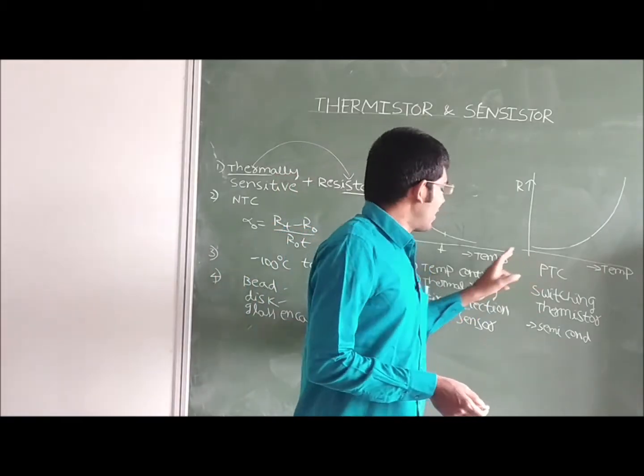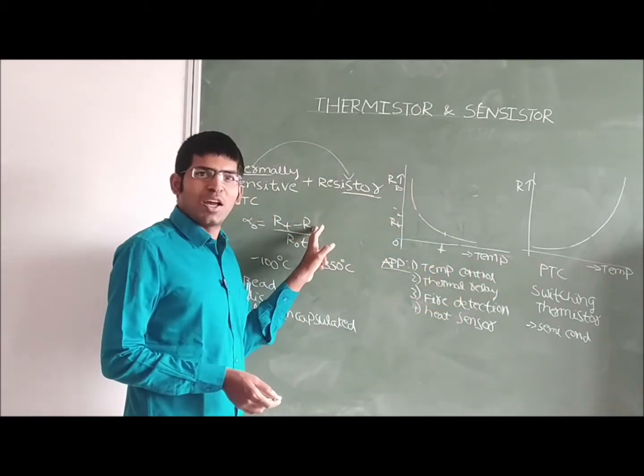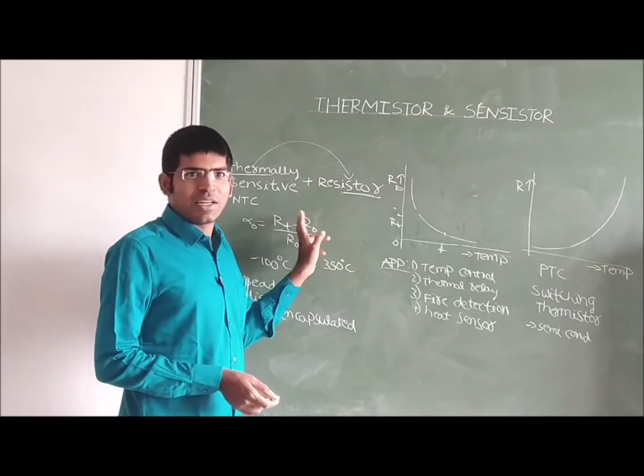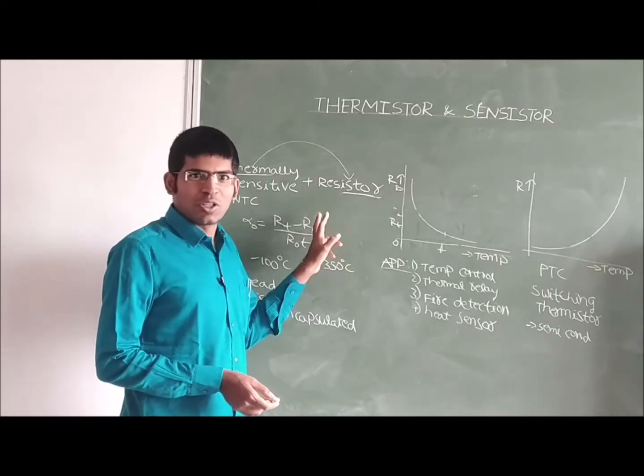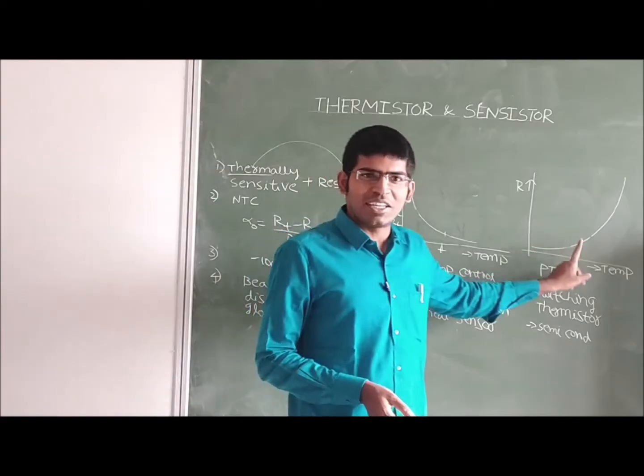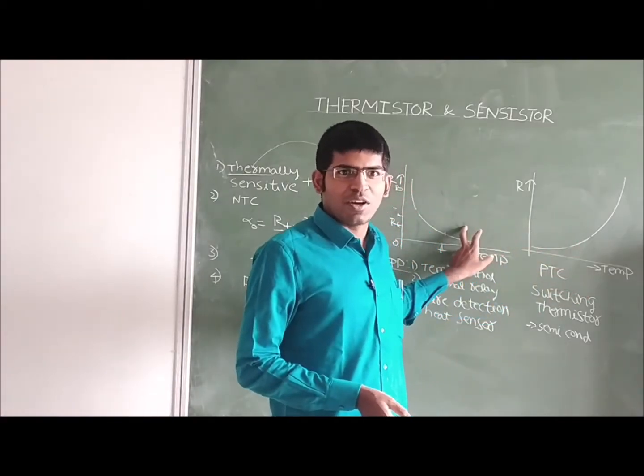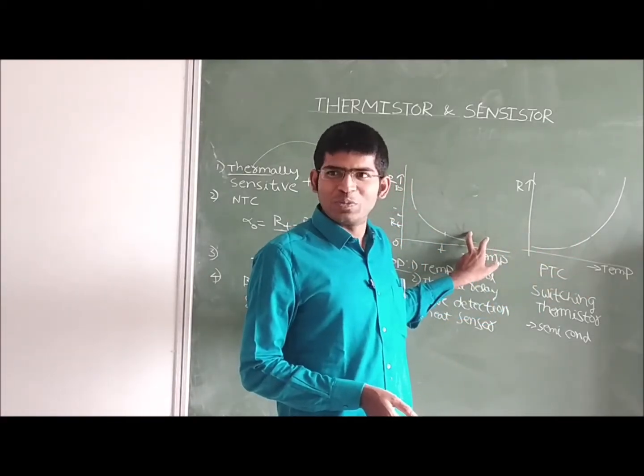Okay? So the final resistance value minus initial resistance value is positive. RT minus R naught value is positive. So the temperature coefficient value for the sensistor is positive and the temperature coefficient value for the thermistor is negative.